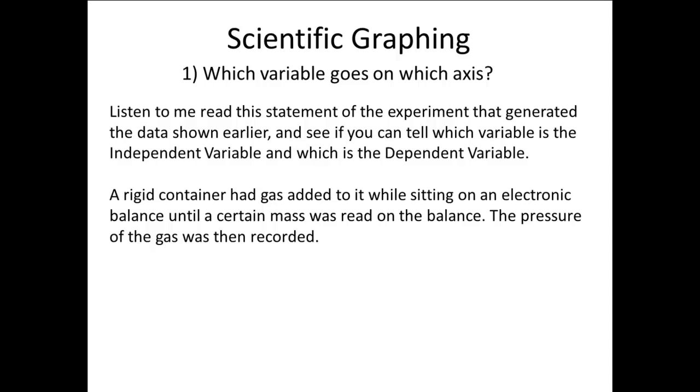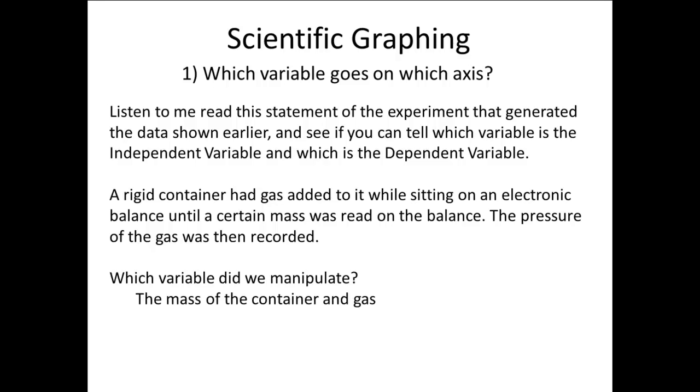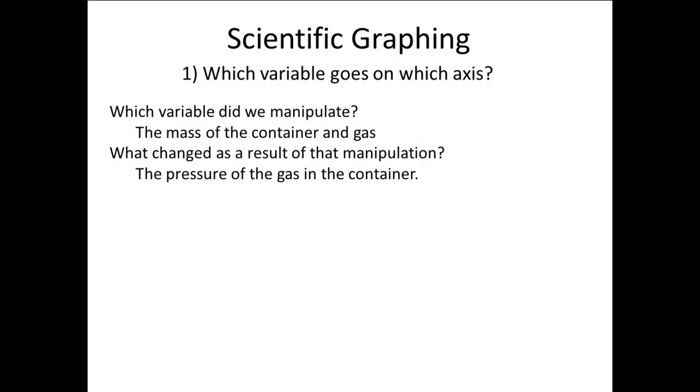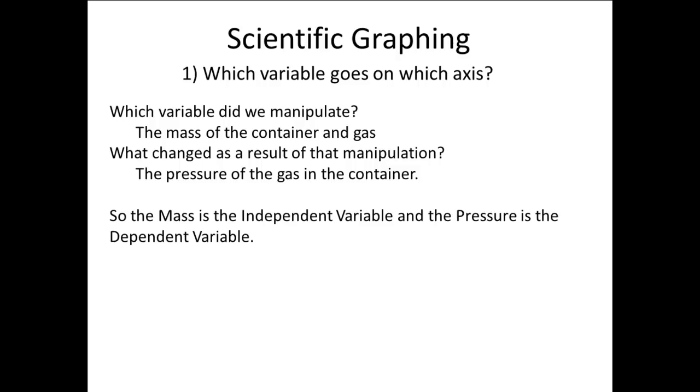A rigid container had gas added to it while sitting on an electronic balance until a certain mass was read on the balance. The pressure of the gas was then recorded. Which variable did we manipulate? That is correct. We manipulated the mass. What changed as a result of that manipulation? That's correct. The pressure changed. So the mass is the independent variable, and the pressure is the dependent variable.